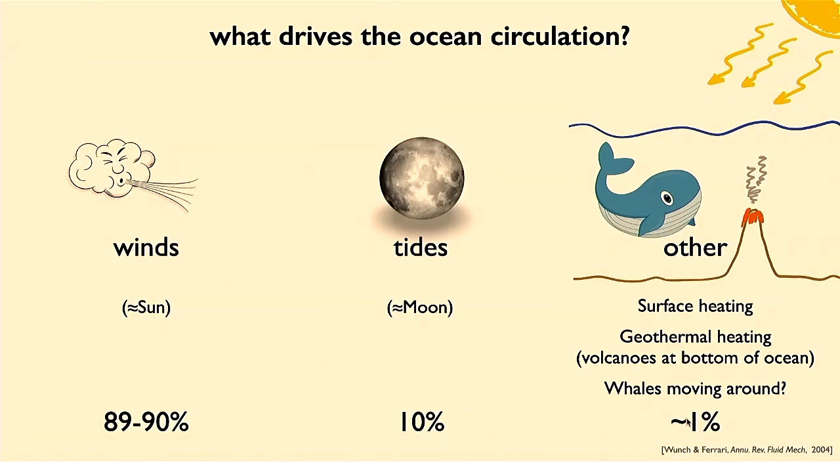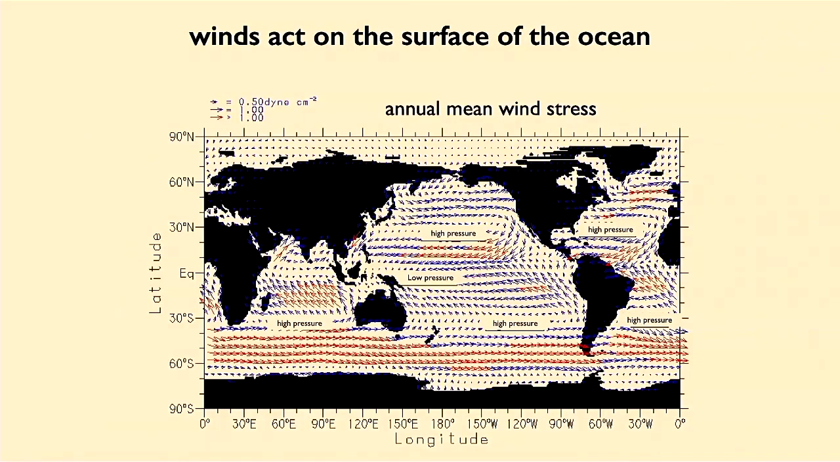Okay. So how about the winds? These are the winds at the surface of the ocean. You see, there are strong eastward winds in the Southern Ocean. That's mainly what's driving the current that goes around Antarctica.